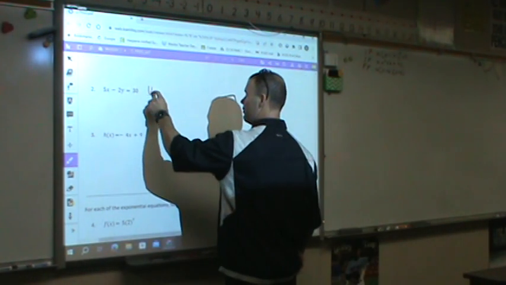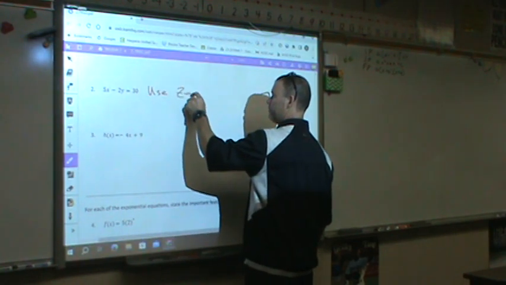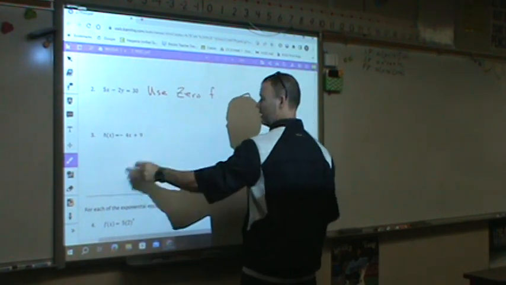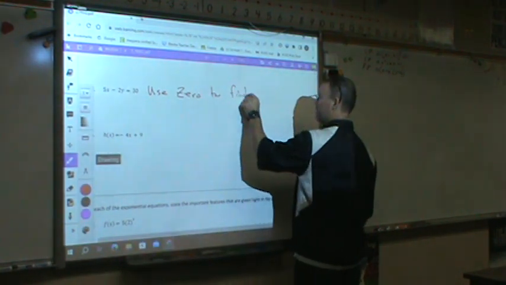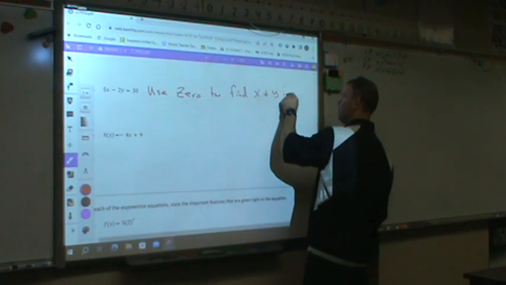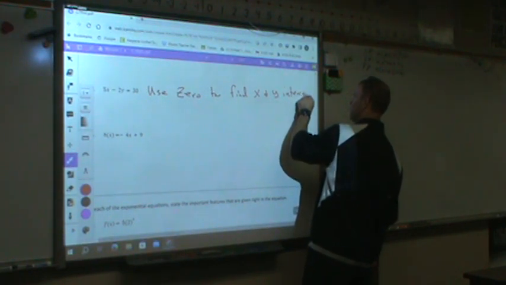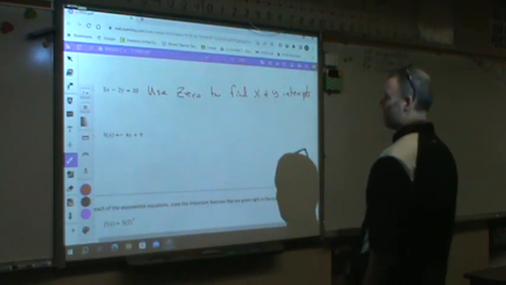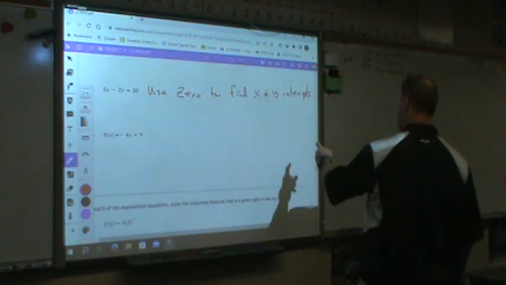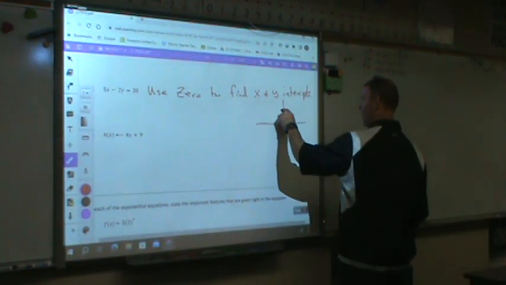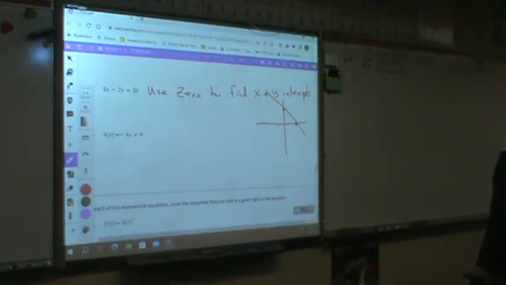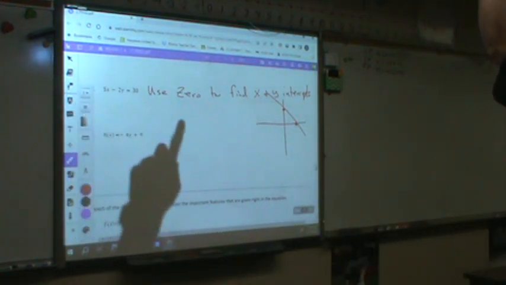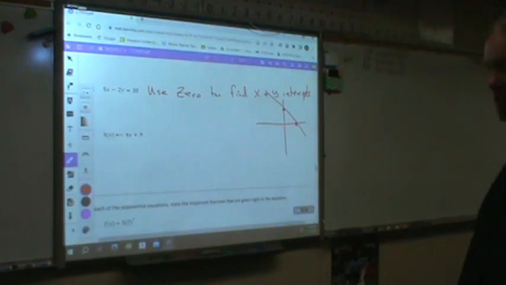In number 2, I would use 0. That should be a T, not an F. I'd use 0 to find X and Y intercepts. Okay, so that's how I would graph that. And if you look at a graph, my Y-intercept would be here, my X-intercept would be here, and that's how I'd graph the line. So you plug 0 in for X, solve for Y, plug 0 in for Y, solve for X. Again, not going to harp a lot on that.